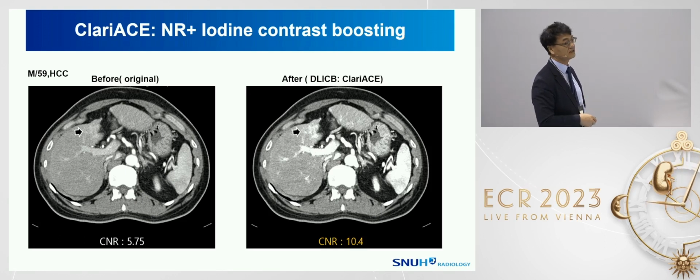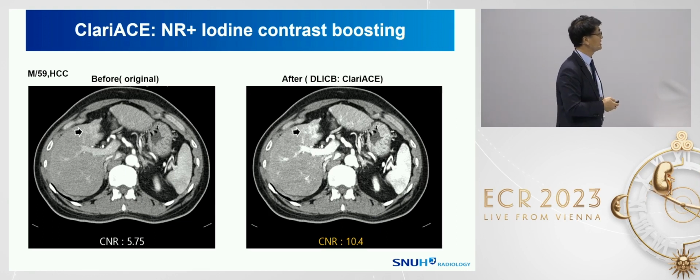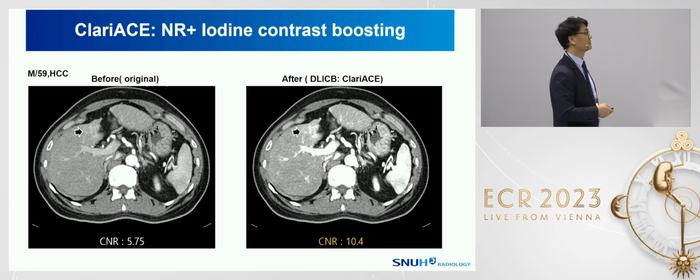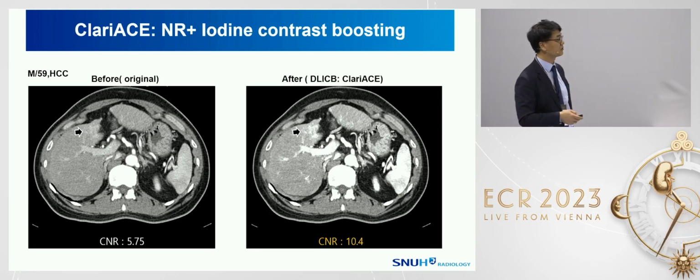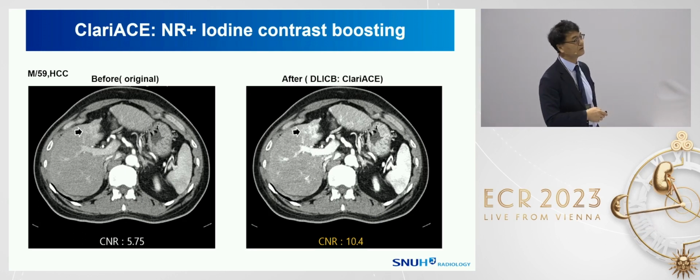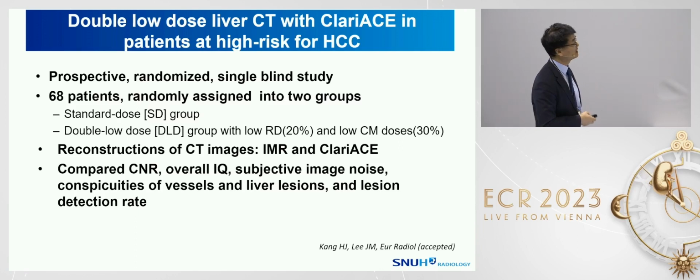Here you can see the images of ClariACE. The left side image is the original image, and the right side image is the ClariACE image. You can see marked improvement of contrast enhancement of the portal vein, the aorta, and also the liver lesion, which is HCC. So based on that study, we did another prospective randomized single-blind study.